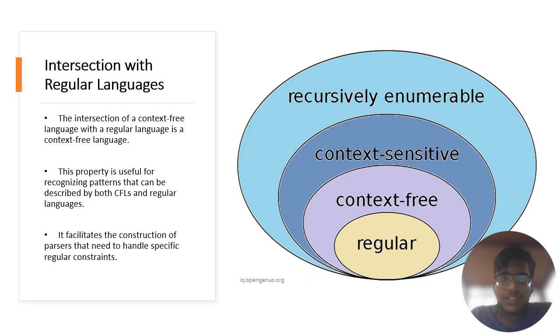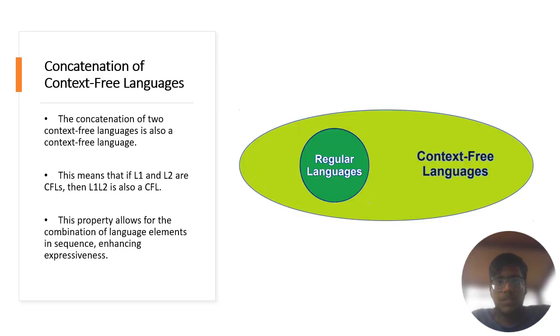Intersection with regular languages. The intersection of a context-free language with a regular language is a context-free language. This property is used for recognizing patterns that can be described by both CFLs and regular languages. It facilitates the construction of parsers that need to handle specific regular constraints.